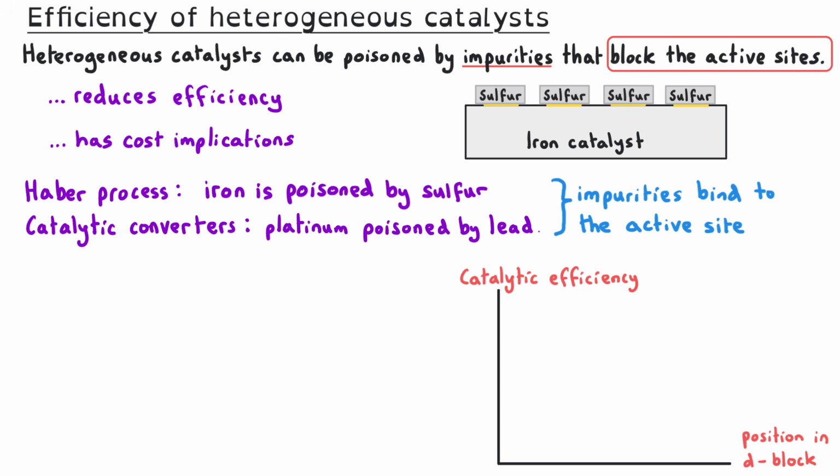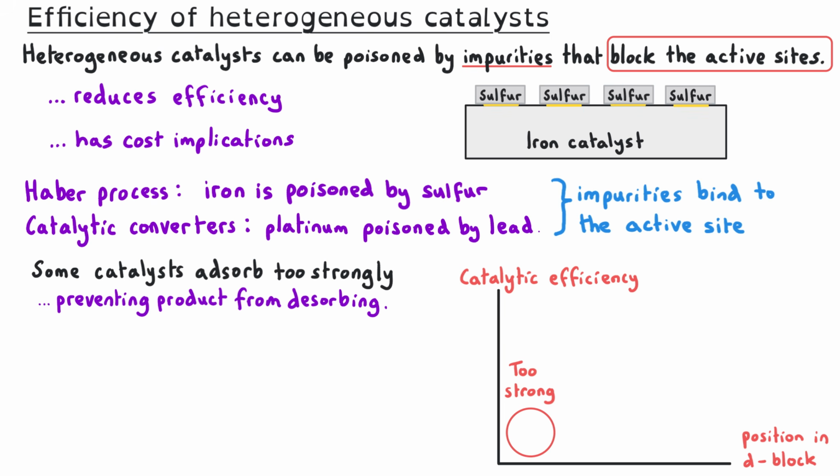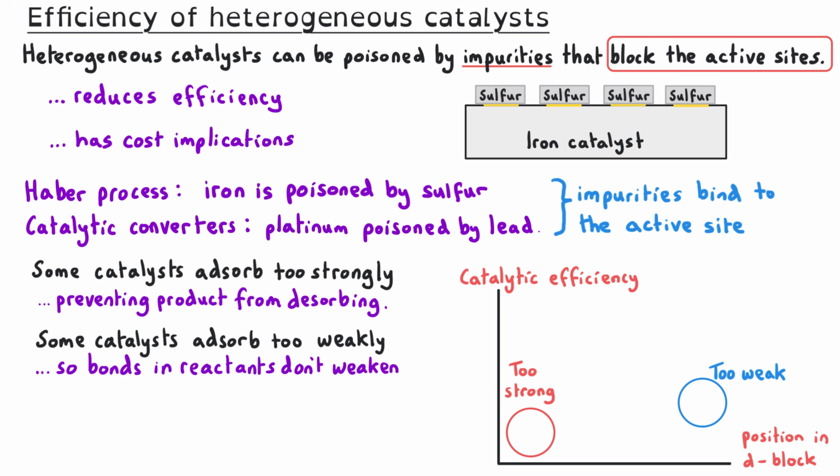Some catalysts are more efficient than others. Sometimes the catalyst might adsorb too strongly to the reactants, and this would prevent the reactants from desorbing. So that means the catalyst will bind to the reactants and not let go. And sometimes we can have the opposite problem, where some catalysts adsorb too weakly to the reactants, and so the bonds in the reactants don't weaken sufficiently to speed up this reaction.